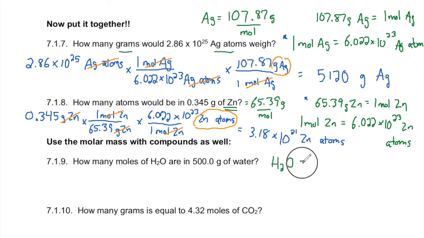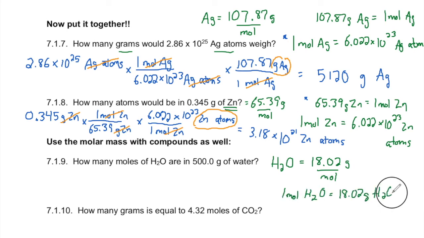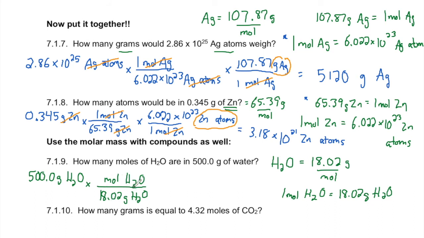We just need the molar mass. If we add 2 hydrogens and 1 oxygen, we see that water is 18.02 AMUs for 1 molecule, or 18.02 grams per mole. So this is our relationship. We want to write that relationship with grams on the bottom so that grams cancels. And so 500 grams of water is 27.75 moles of water.